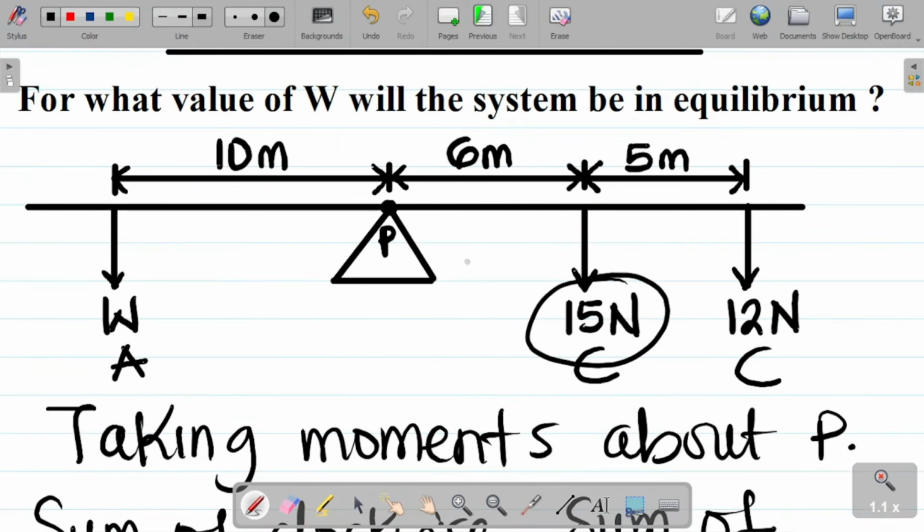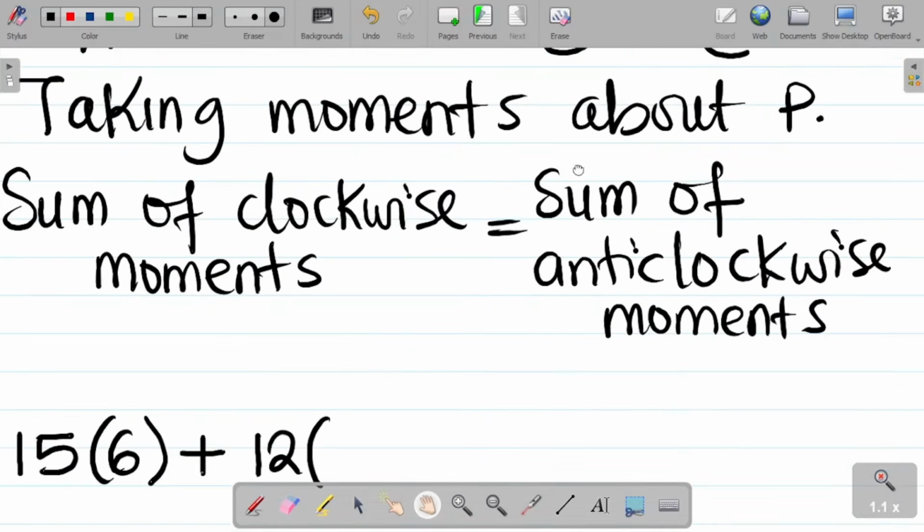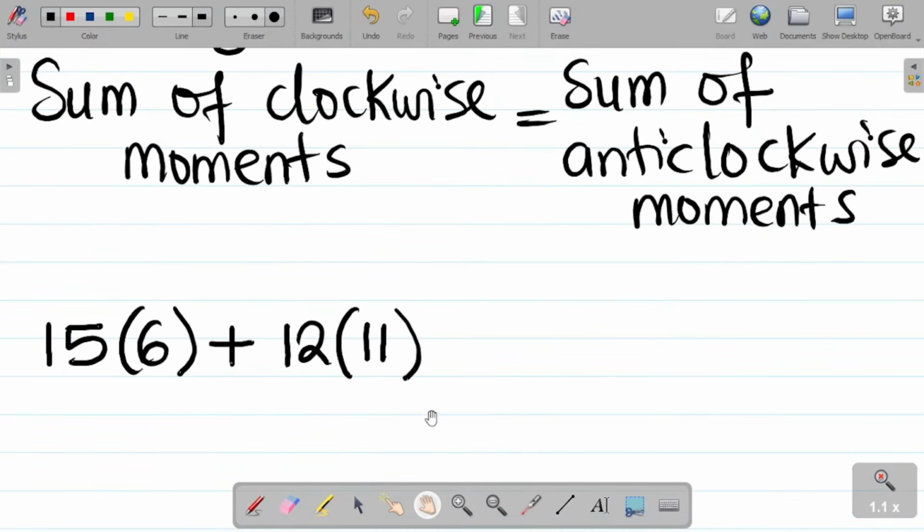From your diagram here, the 12 Newton starts from this point here and goes all the way to this point here, and we would combine the distance, so it becomes 6 plus 5. And if you combine 6 plus 5, you have 11 meters. So the distance from the 12 Newton force to P in total is 11 meters. So this becomes 12 times 11. All right, so these are all my clockwise moments.